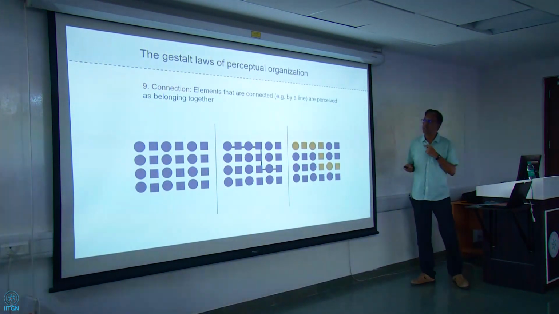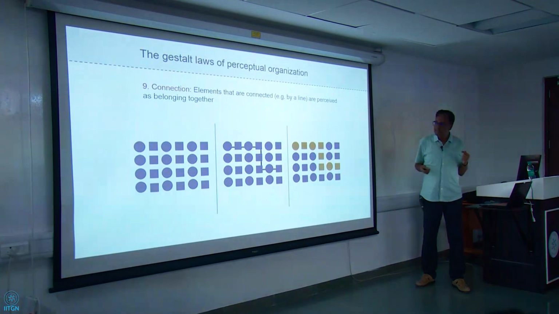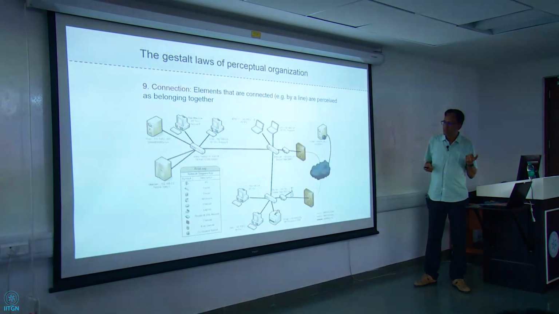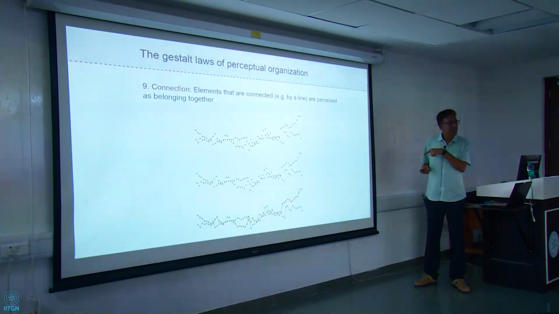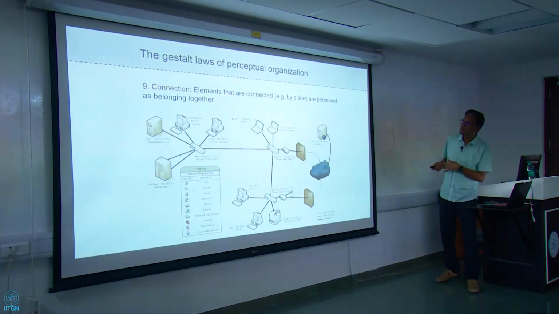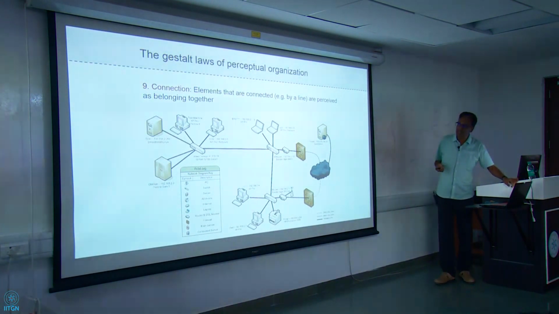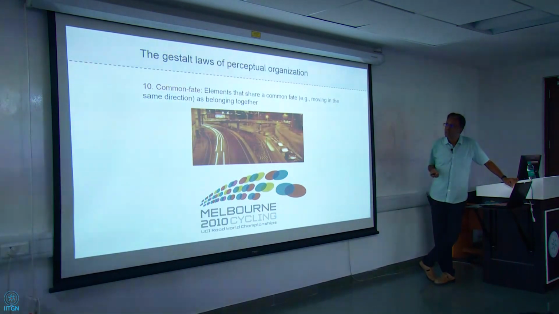Connected elements are perceived as together. For example, a bunch of data here, and how it gets progressively better by using similarity and then by connection later on. This is also a visualization of a network diagram. Common fate is what I said, right? The elements that share the common fate, like moving in the same direction, are perceived as belonging together.